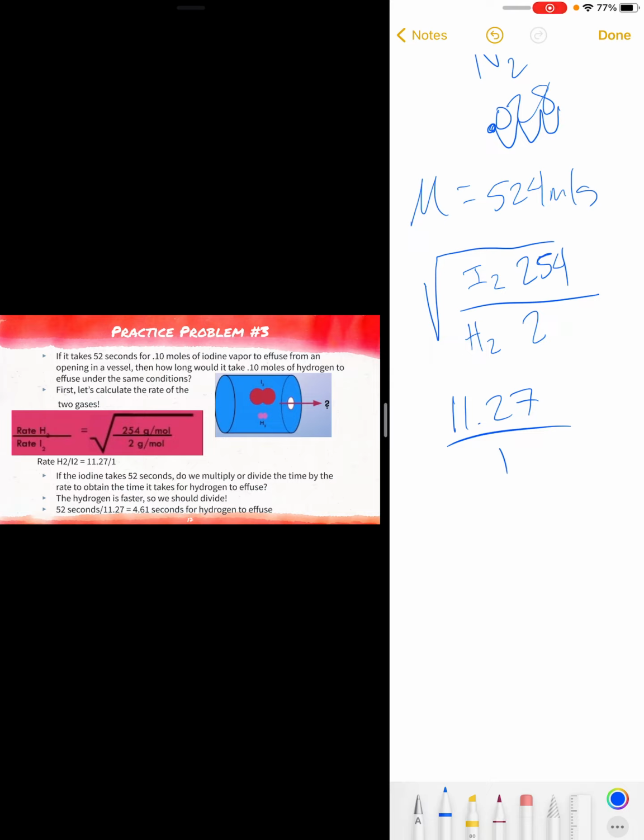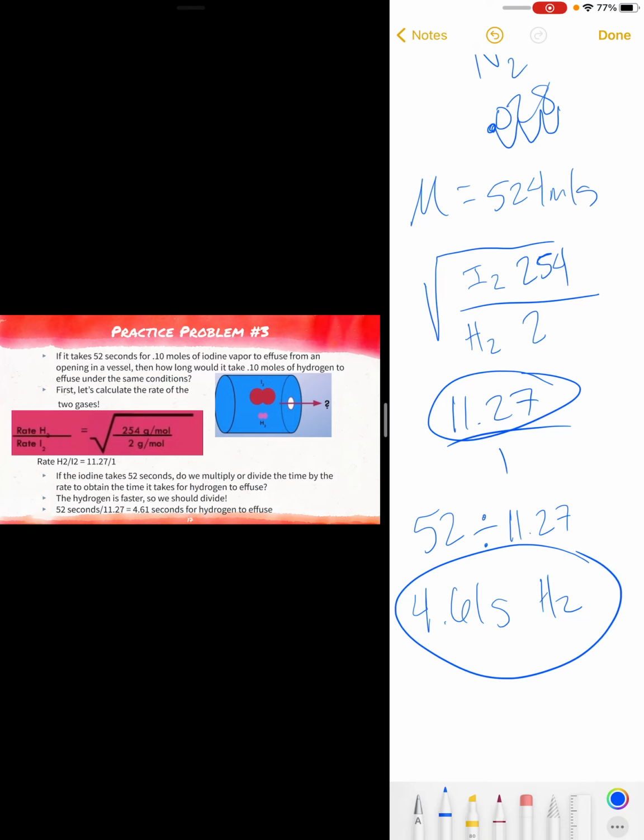If the iodine takes 52 seconds, do we multiply or divide the time by the rate to obtain the time it takes for hydrogen to effuse? Since the hydrogen is faster, we need to divide. So 52 seconds, which is from the problem, divided by the rate of iodine, 11.27, gives us 4.61 seconds for H2 to effuse.